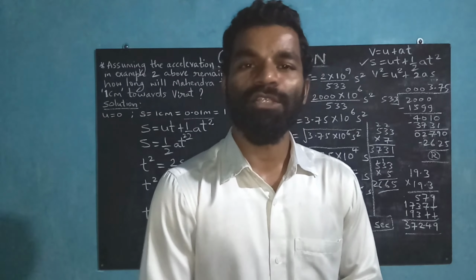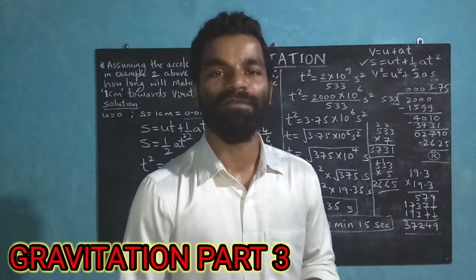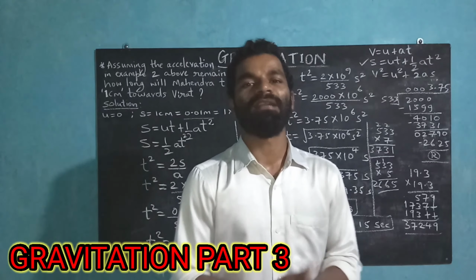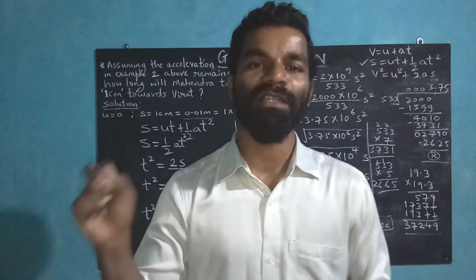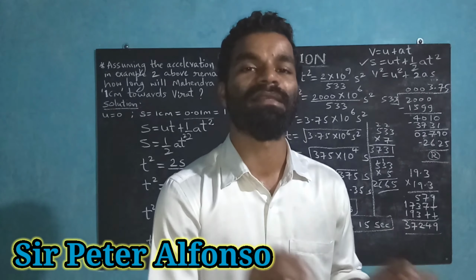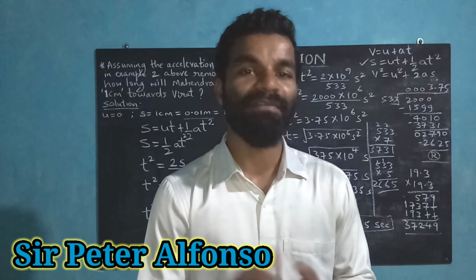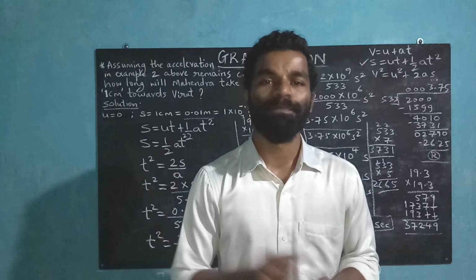So hope you have understood whatever I have explained in this video. This was the third part of the chapter gravitation. The next part, the fourth part of the chapter gravitation, will be about Earth's gravitational force and Earth's gravitational acceleration, which is also called acceleration due to gravity, and we'll see its variation depending upon the position of the object.